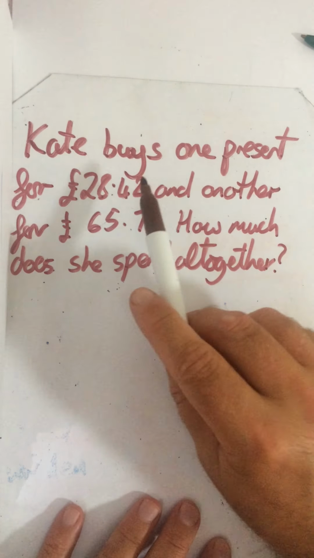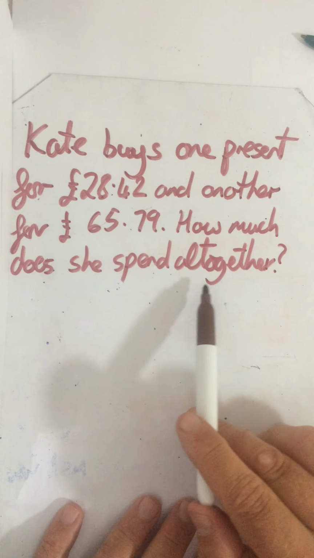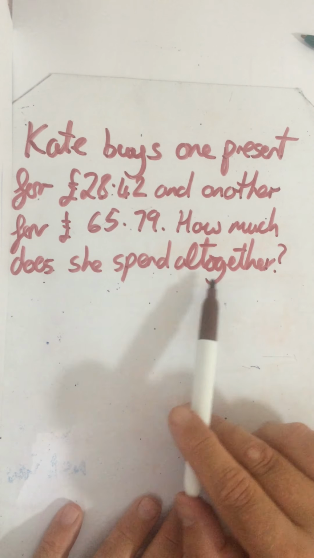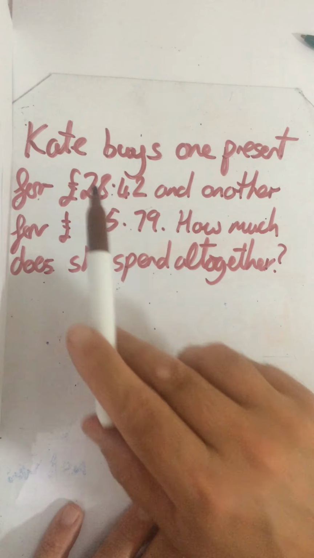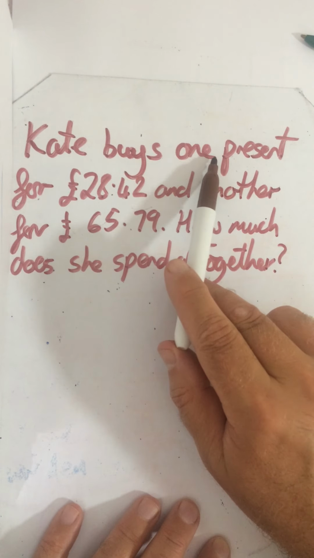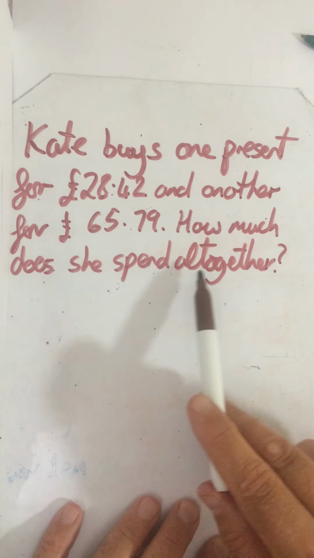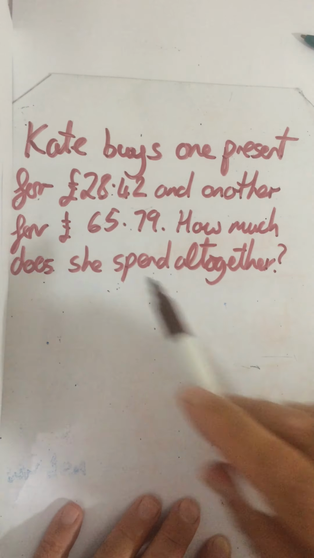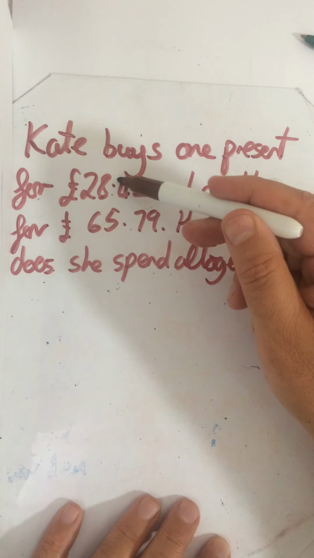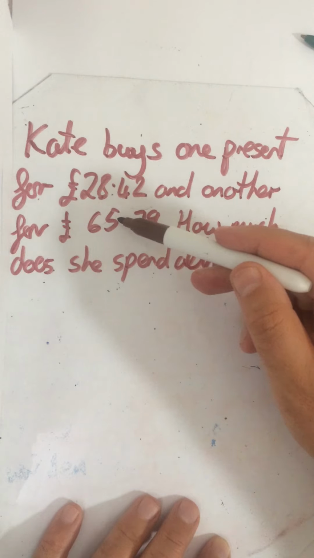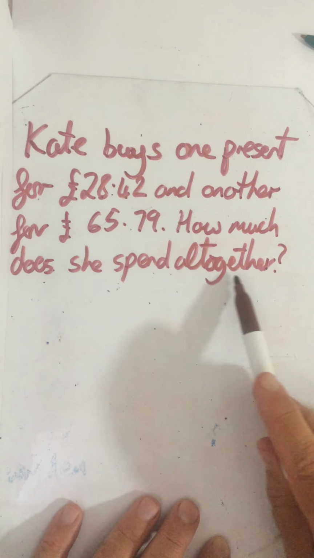So you're really just working out, are they going to be adding or taking away in the calculation? So let's have a little look. Sometimes we're looking for certain vocabulary. Altogether is often a sign that it's going to be an add. So she buys one present, then she buys another present. How much is spent altogether? It has to be an add. The price of the first present plus the price of the second present will give you the total of them together.